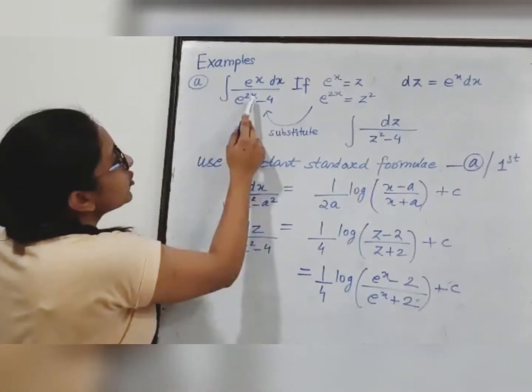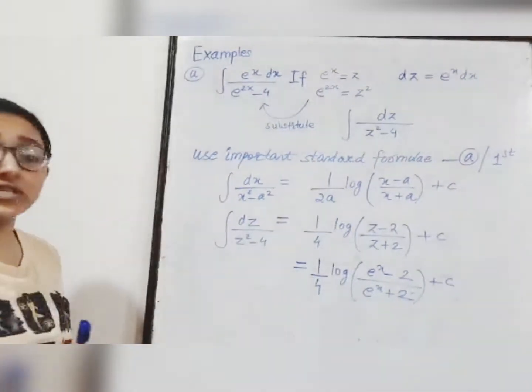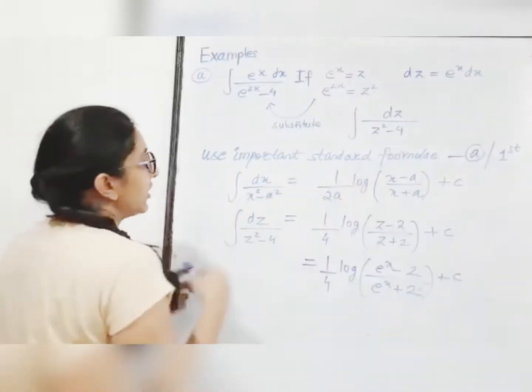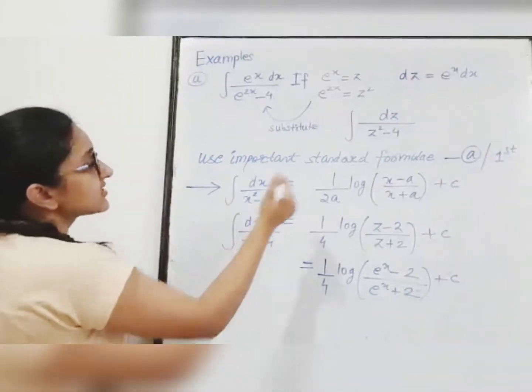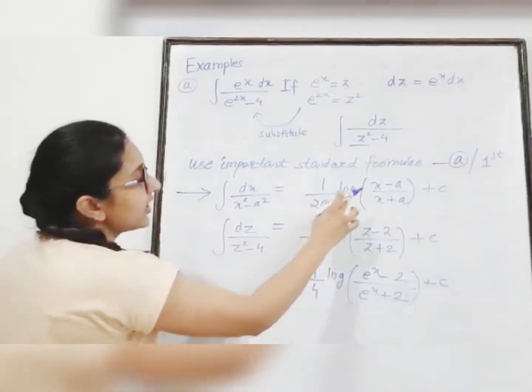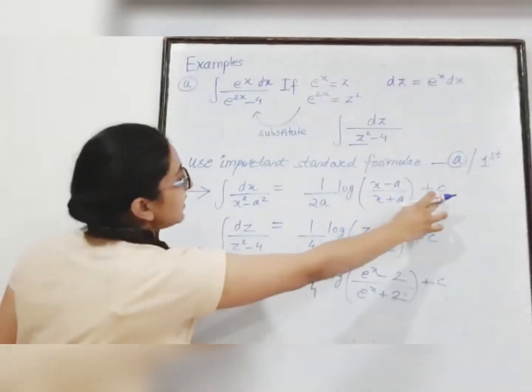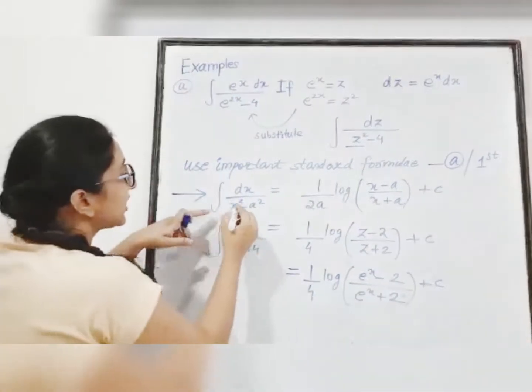And e to the power 2x can be written as z square minus 4. Now using the first important standard formula, which is stated here, the integration of dx over x square minus a square will be 1 by 2a log of (x minus a) upon (x plus a) plus the constant of integration. We have to do nothing, we just have to check here.